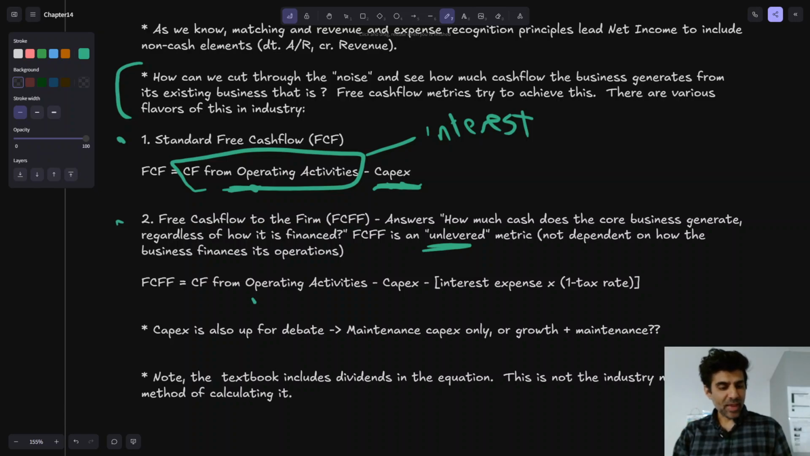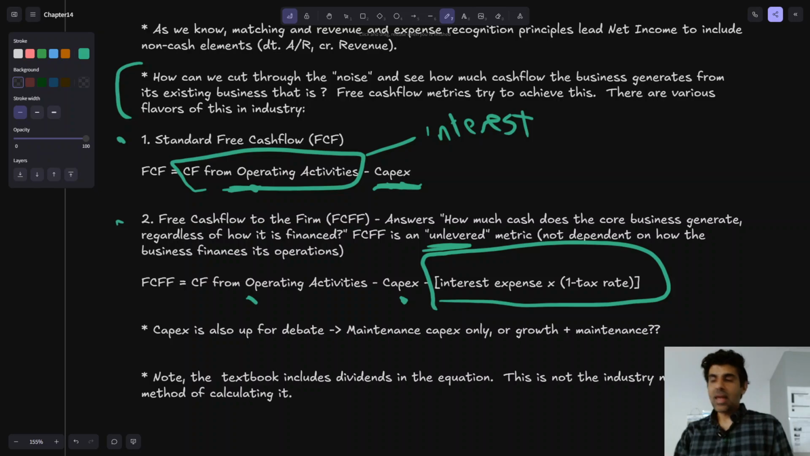It's basically the same cash flow from operating activities minus capex, but now you're taking in the interest expense and adjusting it for how much cash flow that represented, because this little 1 minus tax rate is because interest is tax deductible. You have to do an adjustment to get back to the actual cash flow generated. Now you have this free cash flow to the firm, which is adjusted for the financing.